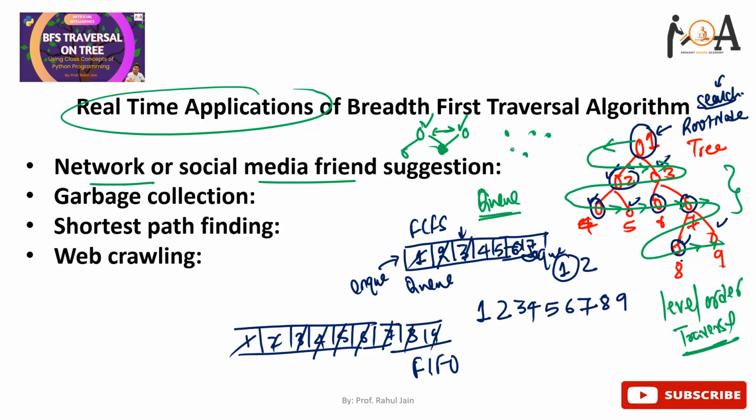Every account on social media is nothing but a single node. Now let's say this node is connected to this and to this and to this, and this node is connected to this and this. So one mutual suggestion will be there between person A and B, that this person A is connected to two other persons who are also in the connection of B. So A and B might know each other. This is how network or social media friend suggestion works in real-time applications of BFS traversal, right?